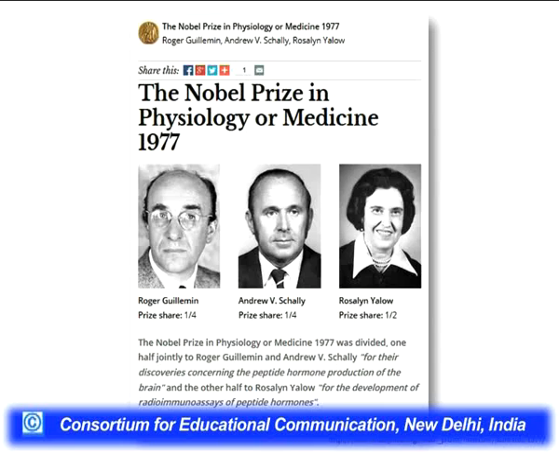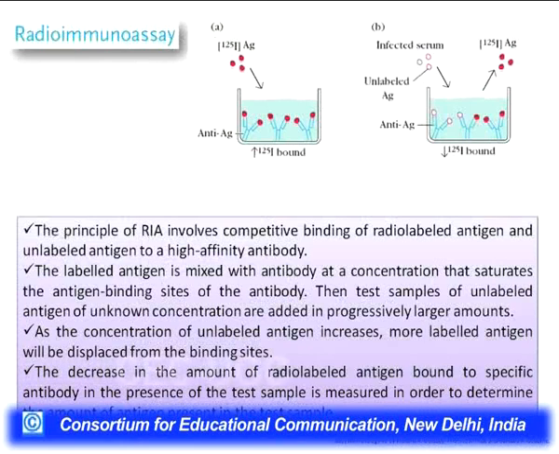This assay is basically dependent upon the competitive binding of the radio-labeled antigen and the unlabeled antigen to the high affinity antibody. So this radioimmunoassay basically detects and tests the quantity of the antigens which are present in the test sample. So there is a radio-labeled antigen and an unlabeled antigen.